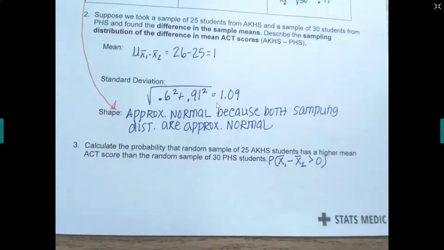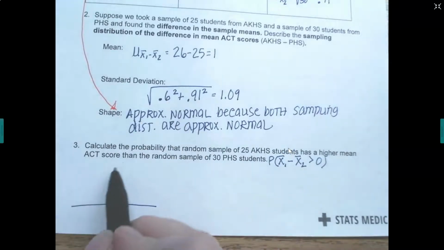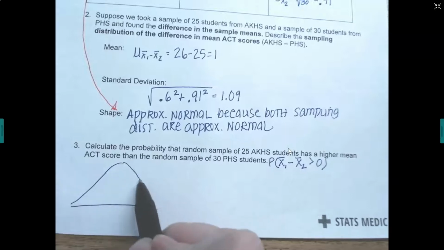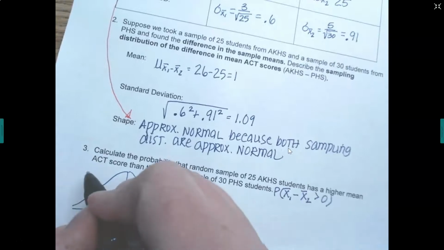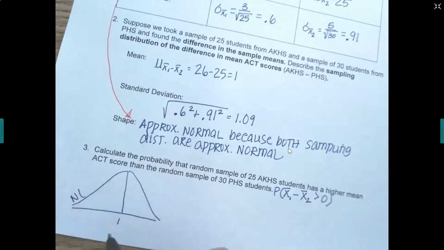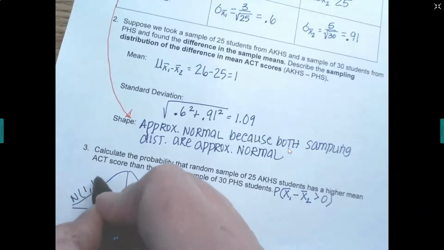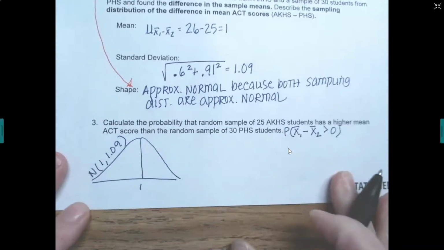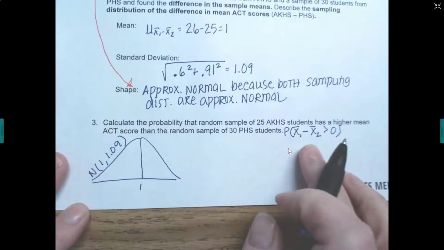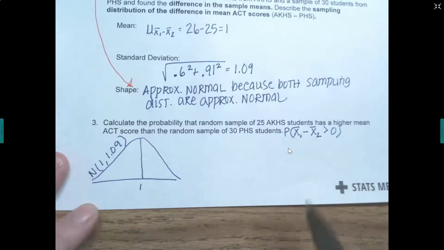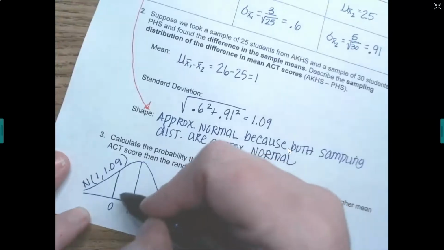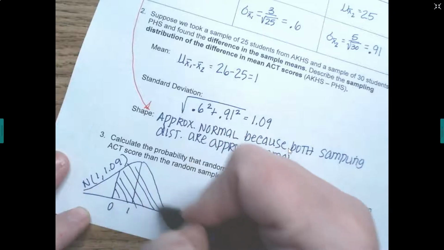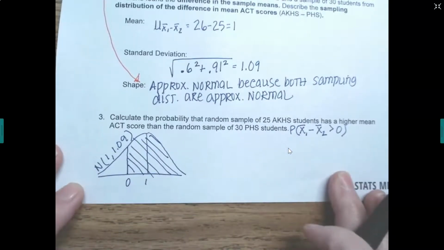Okay, so let's draw our normal distribution, and we can do that because we've proven that this is approximately normal. So their mean difference is 1. And we have a normal distribution with a mean of 1 and a standard deviation of 1.09. And we want to know the probability that when I subtract them, I'm going to get an answer greater than 0. So 0 would be over here somewhere. And then I want greater than. So the area that I'm looking for is right here.